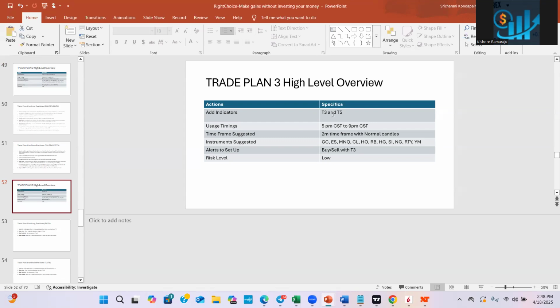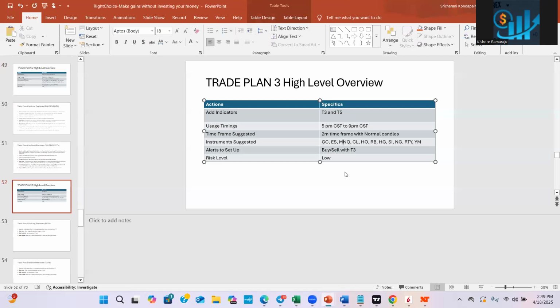Every day in the evening, we are going and taking $300-400 quickly. You can use it between 5 p.m. to 9 p.m. CST in the evening time with a 2 minute time frame. Again, you can use GC, ES. In the evening time, you can even use NQ also. At evening time, the volatility will be less. Crude oil, heating oil, copper, natural gas, all these ones. RTY, YM may have a little less volume, so better you don't use them. But all the others you can use.